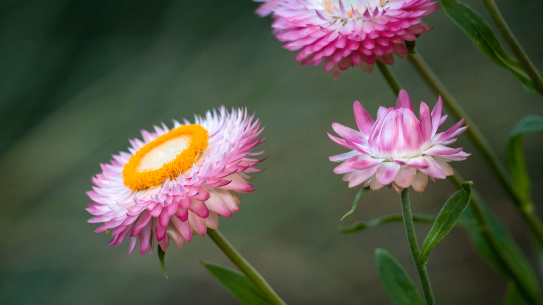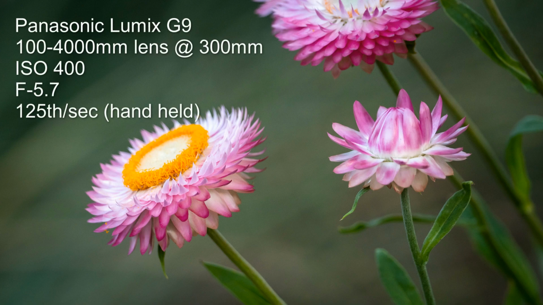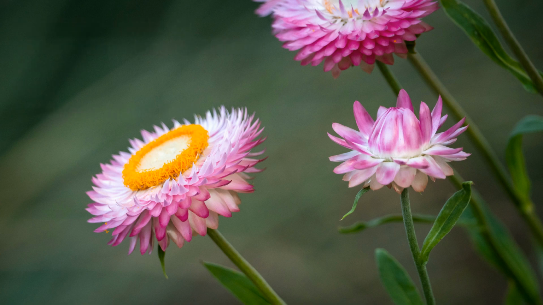Okay, so one down, one to go. Here's the second photo I've chosen, and once again I'll start with the camera and exposure details. It's taken on the G9, this time with the Leica Panasonic 100-400mm lens, zoomed out to 300mm. ISO was 400, aperture was f5.7, and this was also handheld at just 125th of a second, which again says a thing or two about that image stabilizer.